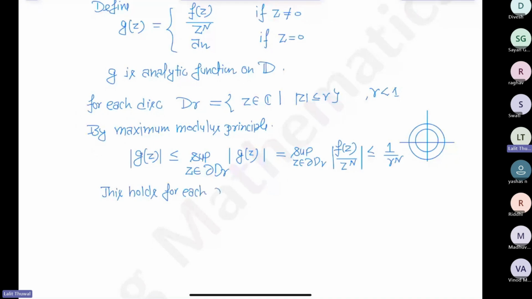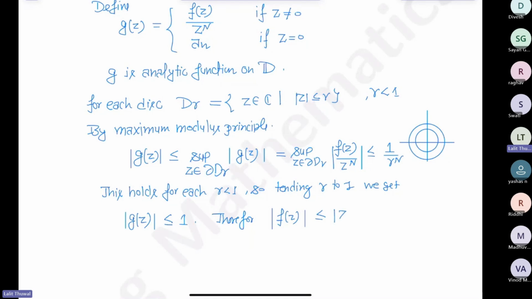Note that for each r less than 1, so as r tends to 1, we get mod of g(z) is less than or equal to 1, right? Therefore, mod of f(z) is less than or equal to mod z to the power n for all z inside D. Okay?